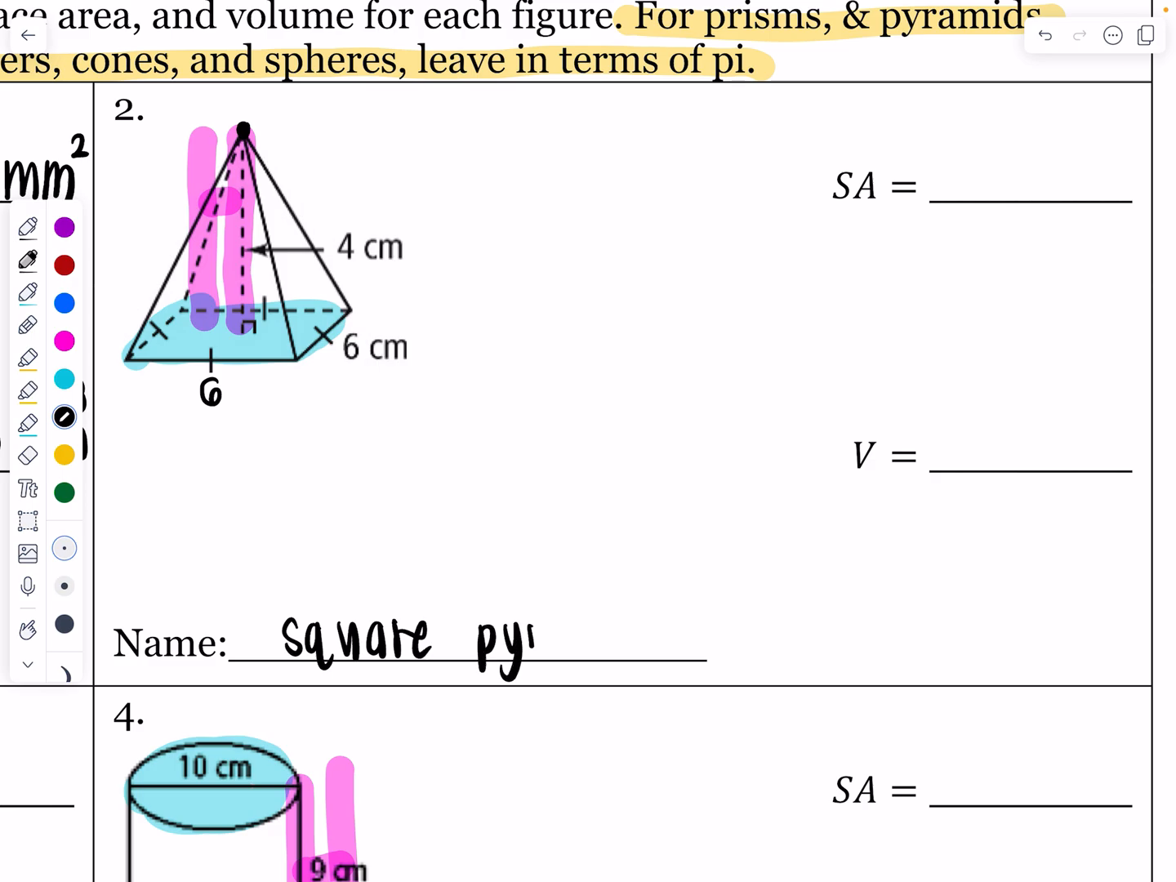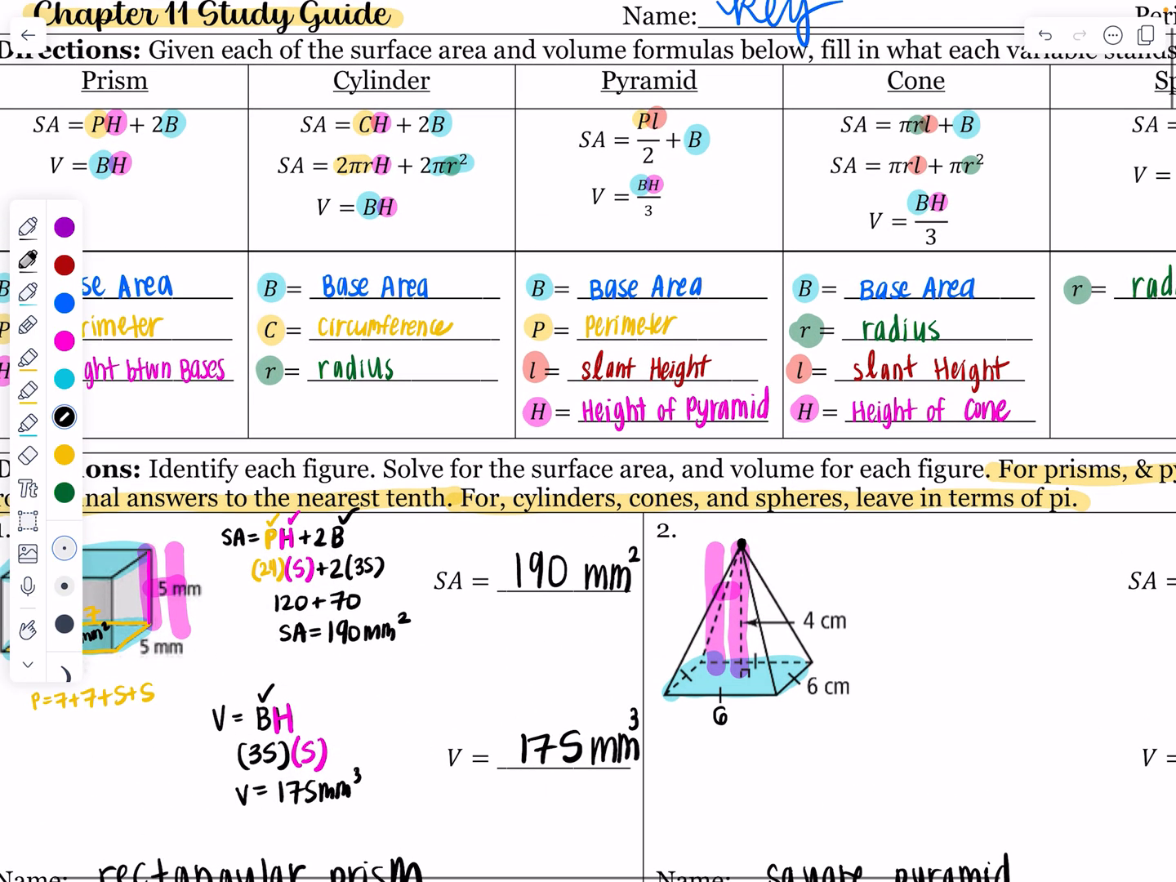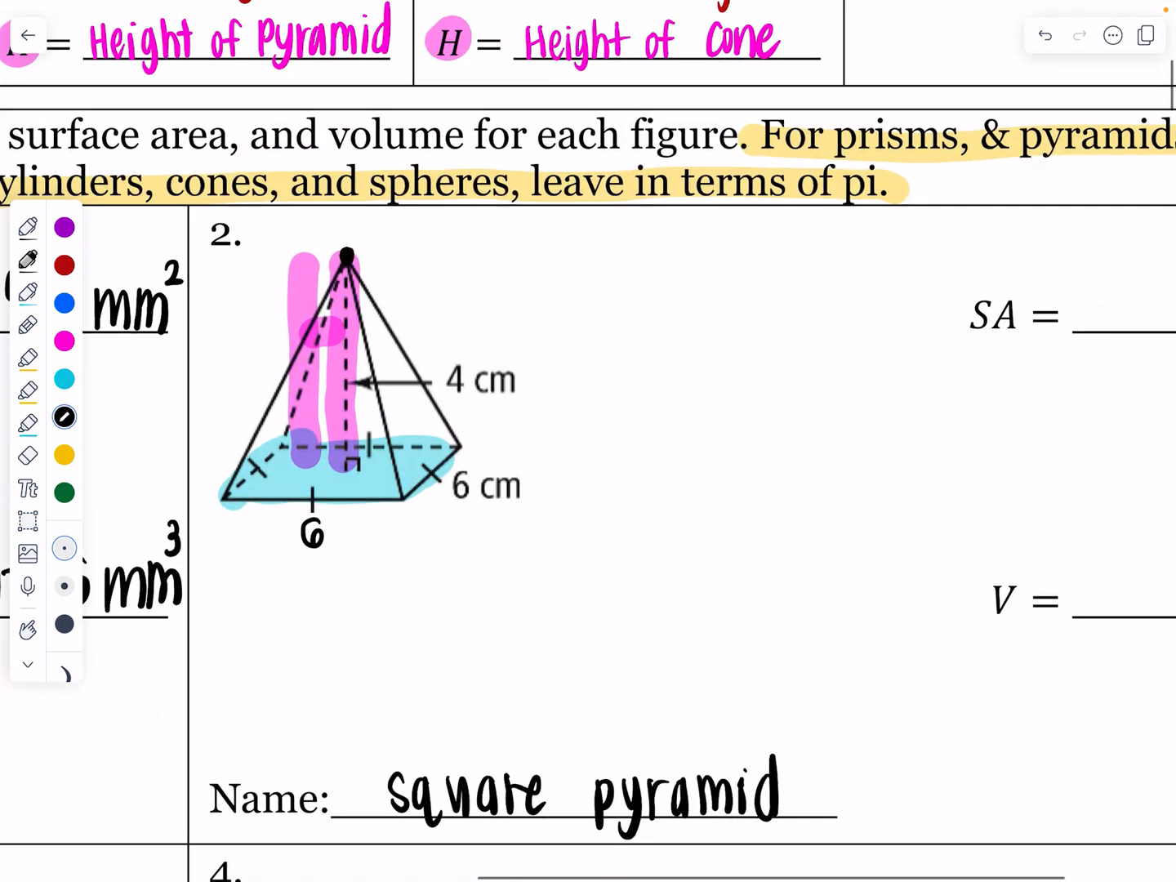Naming it first helps. And then I'm going to go ahead and put my units. Surface area is going to be centimeters squared in this shape. It's going to be centimeters cubed. That way I don't forget. So let's go get our pyramid formula. Surface area of a pyramid is P times L over 2 plus B. So surface area equals P times L divided by 2 plus the area of the base.